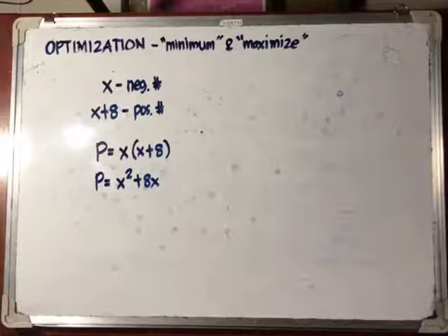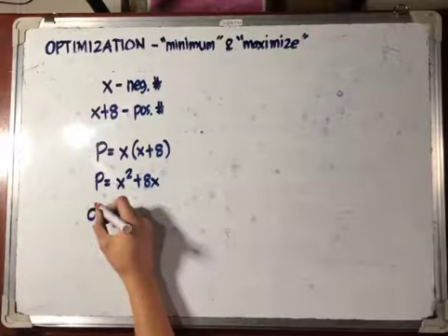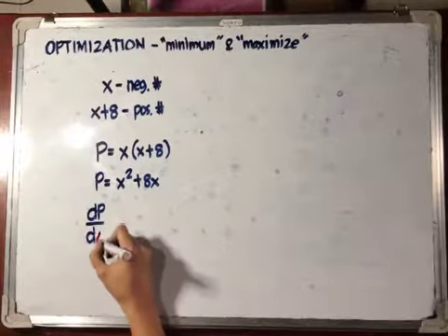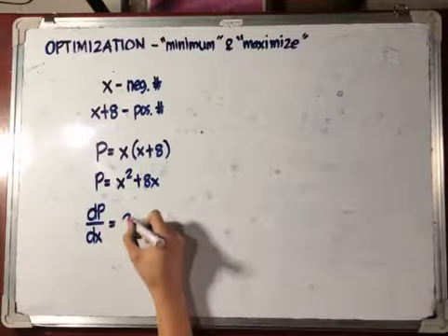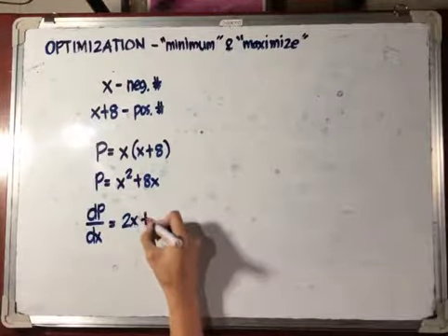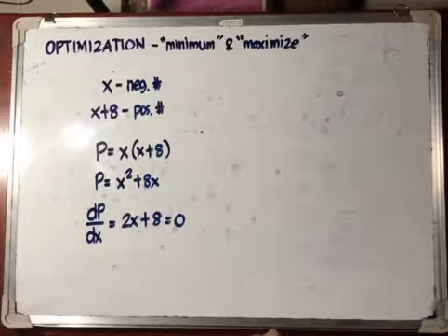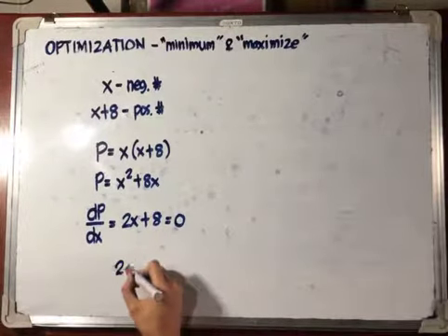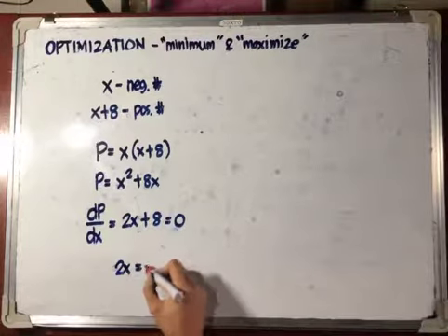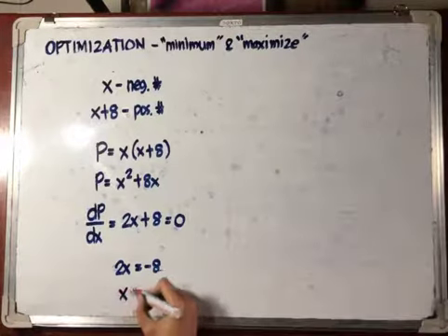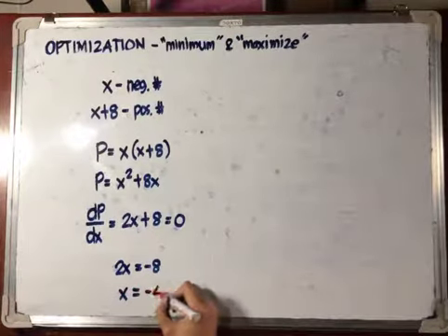Then we move to step 3 na ngayon. We need to optimize this one. So differentiating it, dp over dx is equal to 2x plus 8. And this value should be equal to 0. So this is now 2x is equal to negative 8. Pata-transfer ko siya sa kabila. And x natin dito would be equal to negative 4.